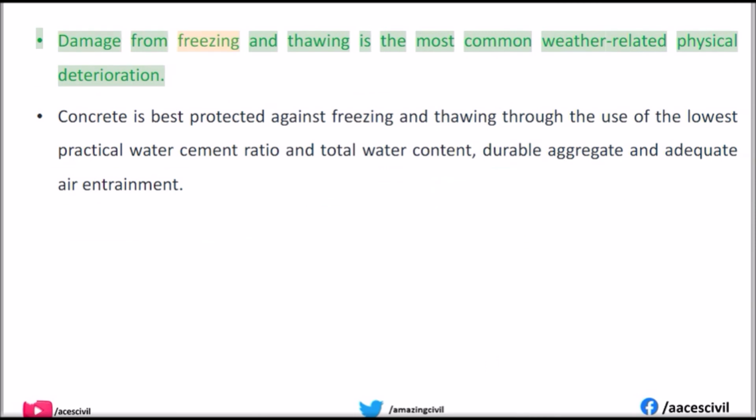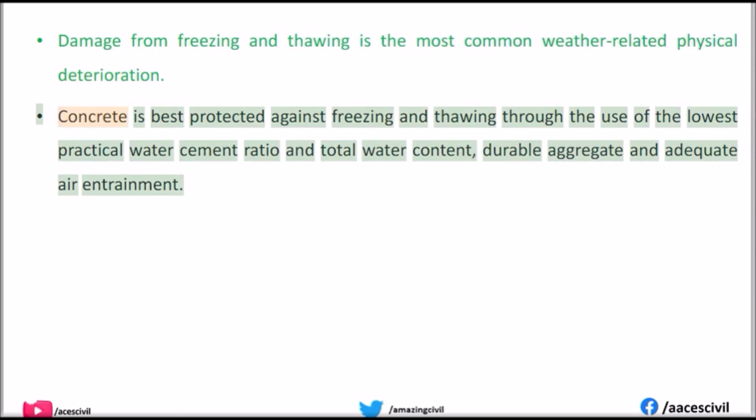Damage from freezing and thawing is the most common weather-related physical deterioration. Concrete is best protected against freezing and thawing through the use of the lowest practical water-cement ratio and total water content, durable aggregate and adequate air entrainment.